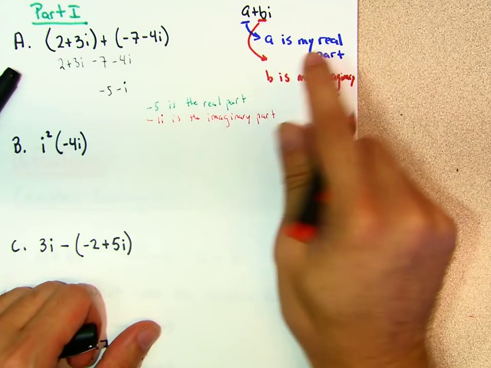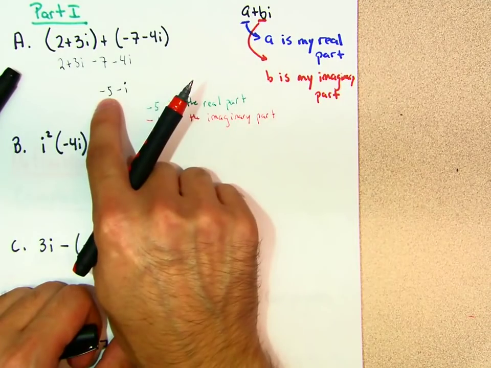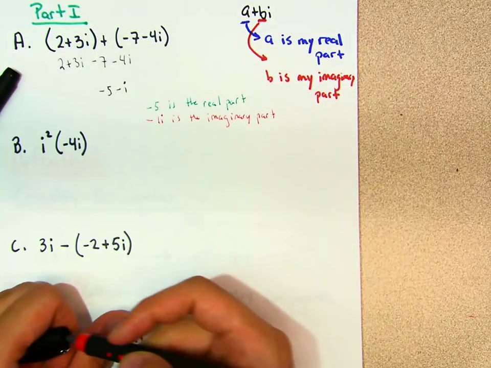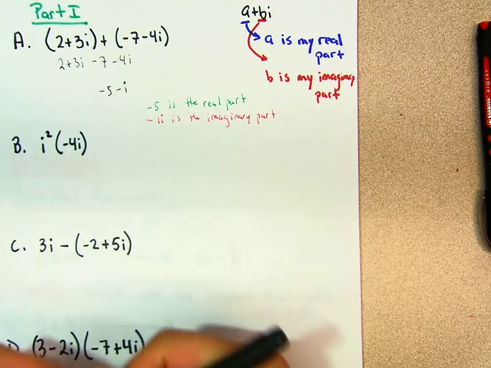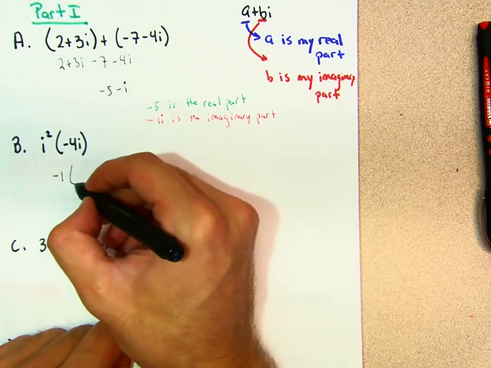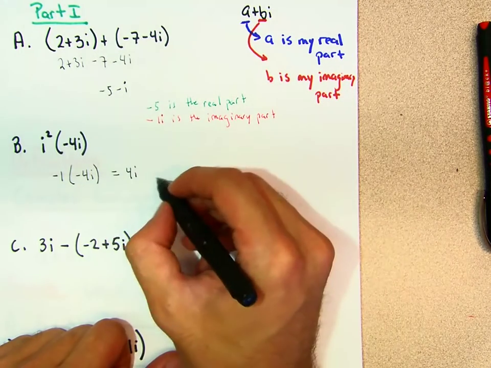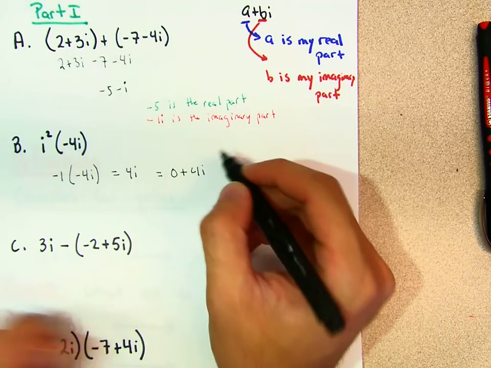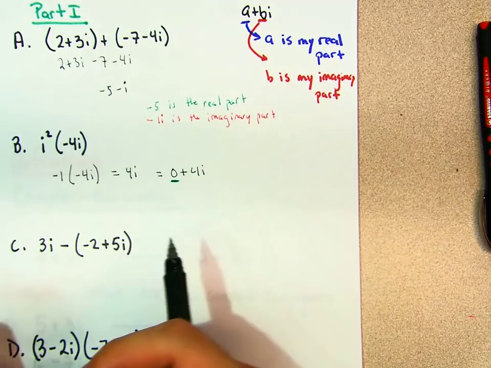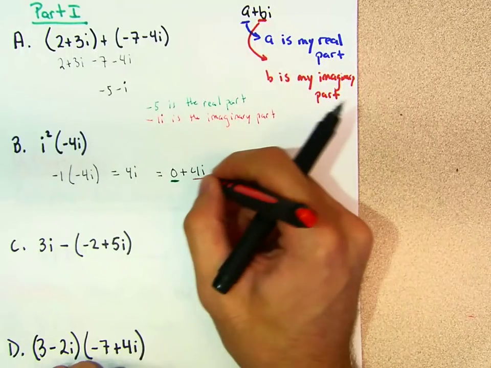Right? Here, remember, if I have some a plus bi, the a is my real part. Always this part to the left is my real, and the b is my imaginary. So this over here. Now here, let's try and do this one. i squared is what? Negative 1. So this is negative 1 times negative 4i, which just becomes 4i. But this is also 0 plus 4i. Notice that the 0 is my real part, and my imaginary part is the 4i. This is my imaginary part.